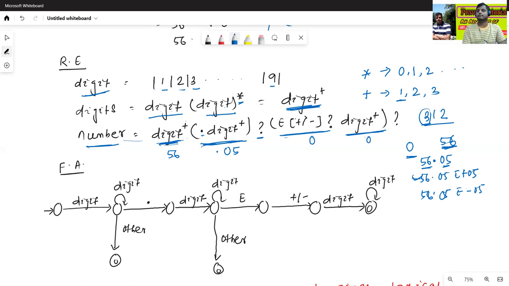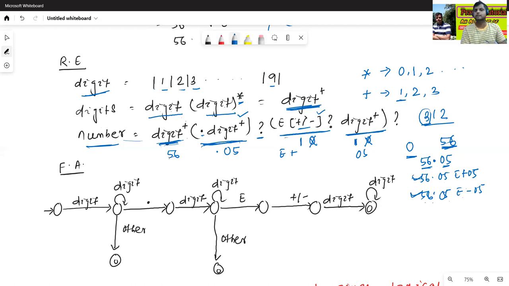Suppose I want to create 56.05 E plus 05. So I take 56.05, taking one occurrence from this part. Then I take one occurrence of E, then plus or minus, where this is the or symbol. I take the plus symbol, E plus. Then this is not zero occurrence, I take one occurrence from here, which gives E plus 05.